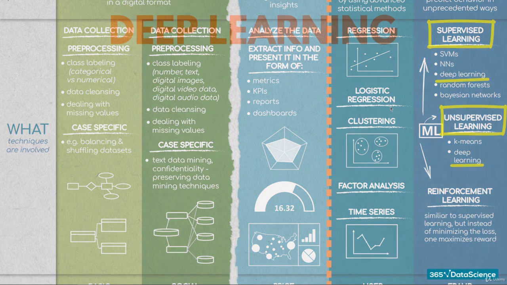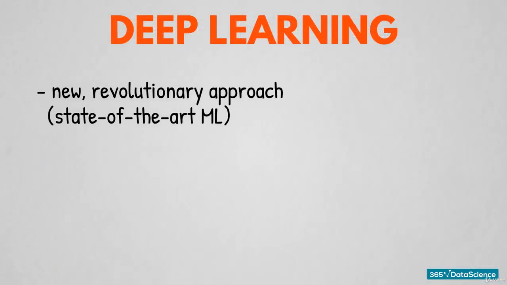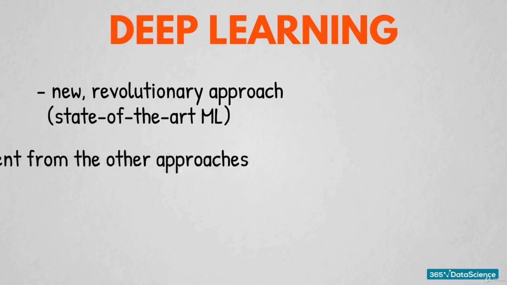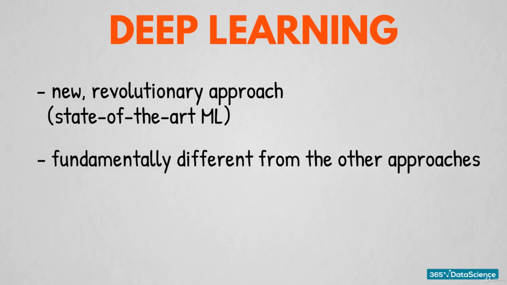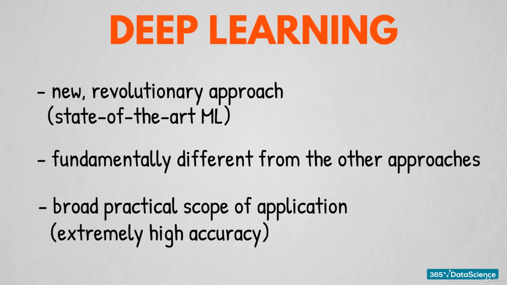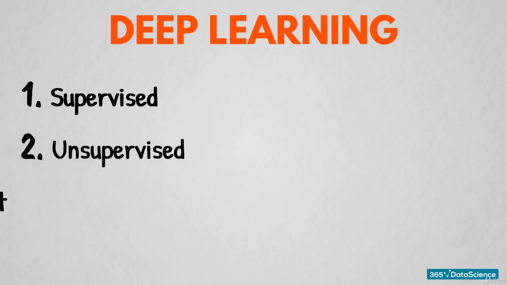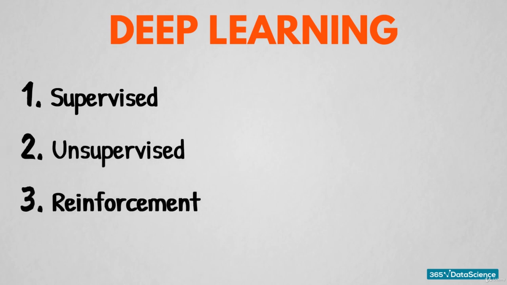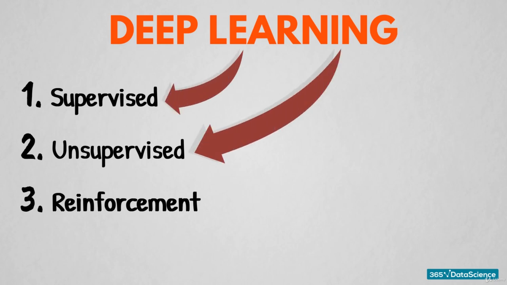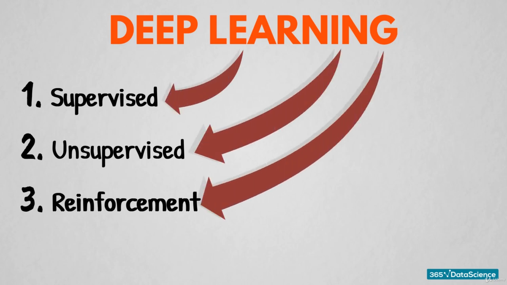This is a relatively new, revolutionary computational approach, which is acclaimed as the state-of-the-art ML today. Describing it briefly, we can say it is fundamentally different from the other approaches. However, it has a broad practical scope of application in all ML areas because of the extremely high accuracy of its models. Finally, note that deep learning is still divided in supervised, unsupervised, and reinforcement. So, it solves the same problems, but in a conceptually different way.